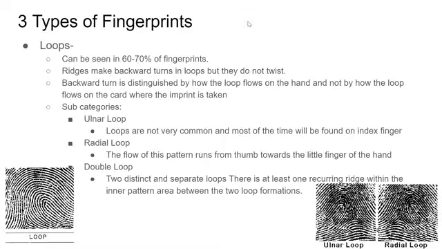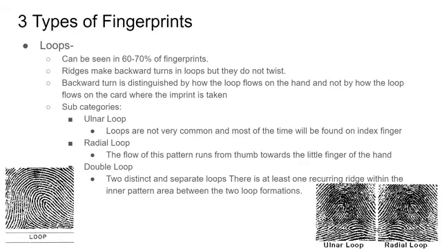The next type of fingerprint is called a loop. This can be seen in about 60 to 70% of fingerprints. Ridges make backwards turns in loops, but they do not twist. Backwards turns are distinguished by how the loop flows on the hand and not by how the loop flows on the card when the imprint is taken.